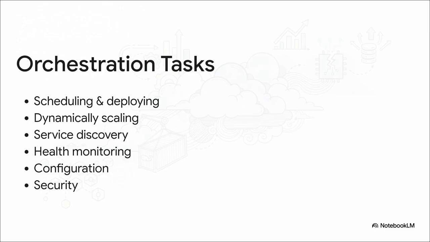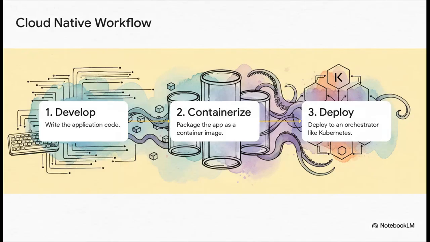It automates all the hard stuff for you, figuring out where to run your containers, scaling up when traffic spikes, helping them find each other, and constantly watching to see if any of them fail so it can replace them automatically. So if we put it all together, the modern workflow is actually pretty simple, at least in concept. Step 1, you write your code. Step 2, you package it up into one of those standard containers. And Step 3, you just hand it over to your Kubernetes cluster and say, hey, run this for me.